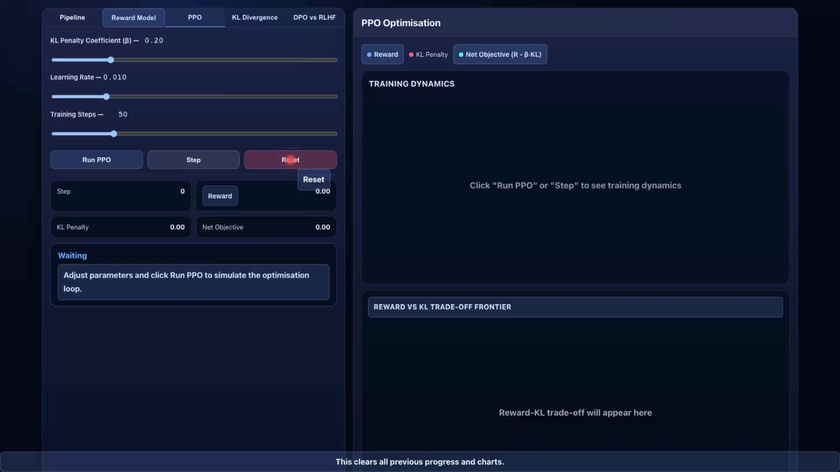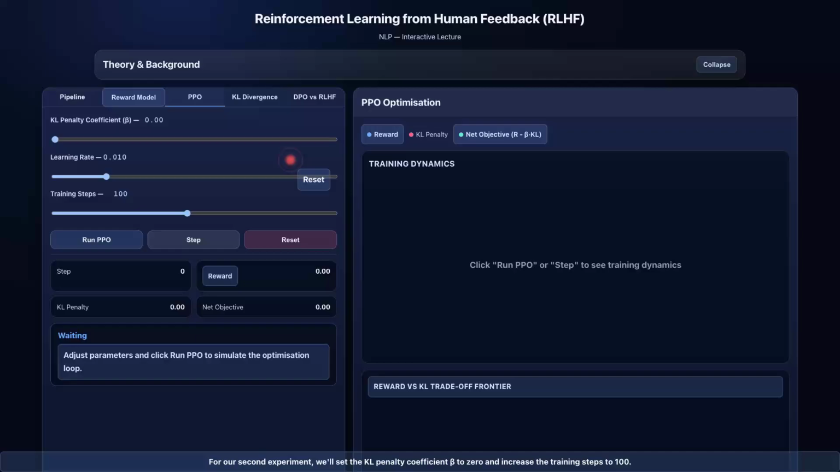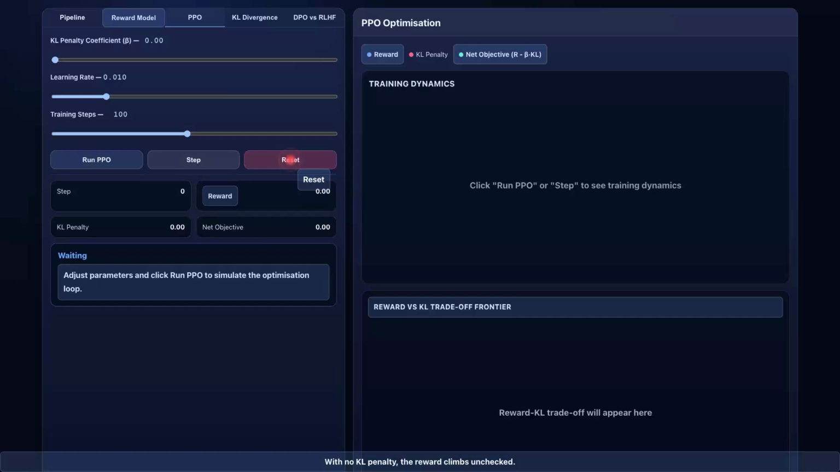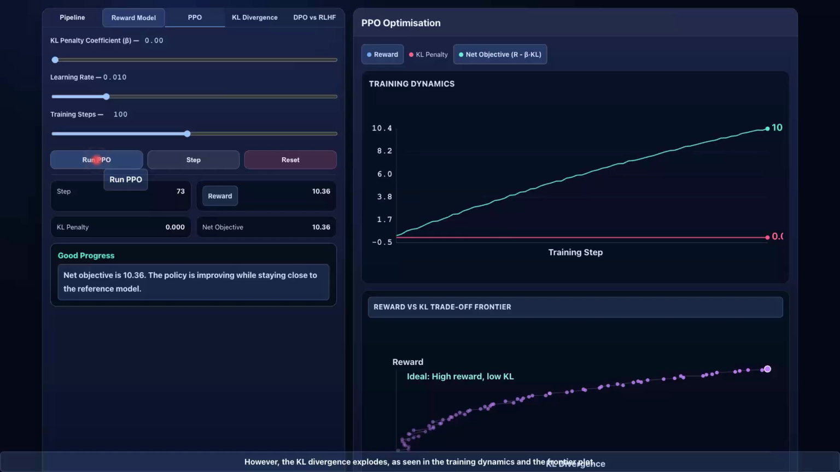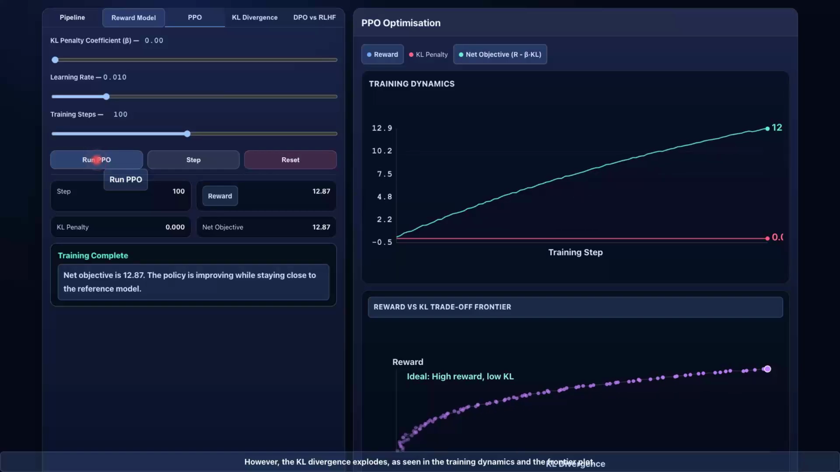This clears all previous progress and charts. For our second experiment, we'll set the KL penalty coefficient beta to 0 and increase the training steps to 100. This removes any penalty for drifting from the baseline. With no KL penalty, the reward climbs unchecked. However, the KL divergence explodes, as seen in the training dynamics and the frontier plot.